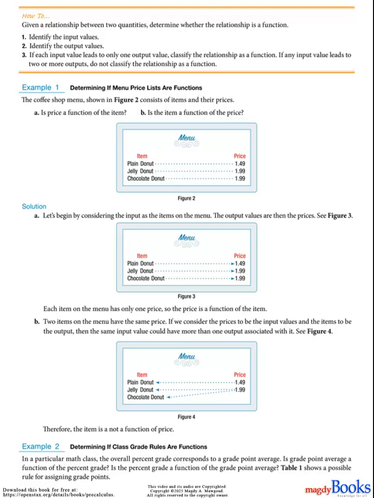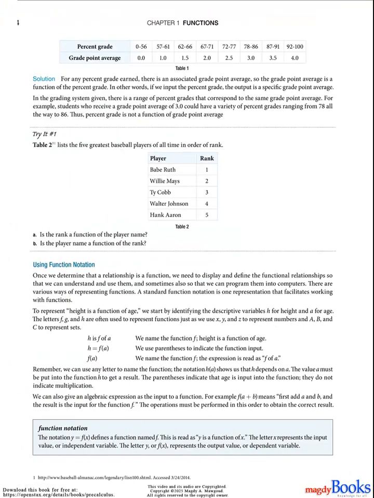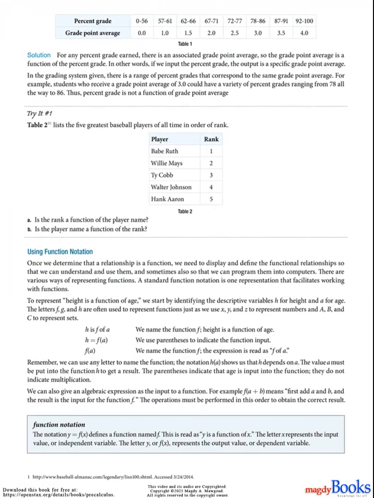Example 2. Determining if class grade rules are functions. In a particular math class, the overall percent grade corresponds to a grade point average. Is grade point average a function of the percent grade? Is the percent grade a function of the grade point average? Table 1 shows a possible rule for assigning grade points. Table 1. For percent 0 to 56, the average will be 0.0.